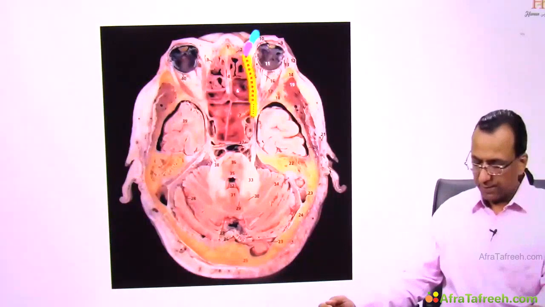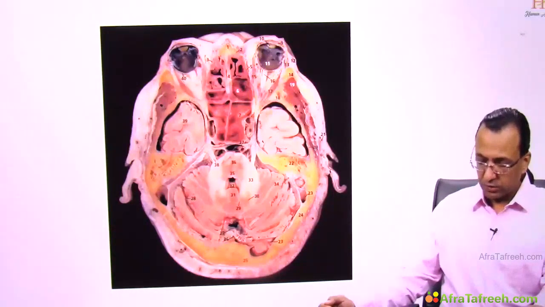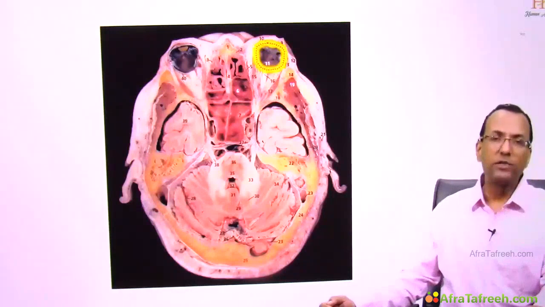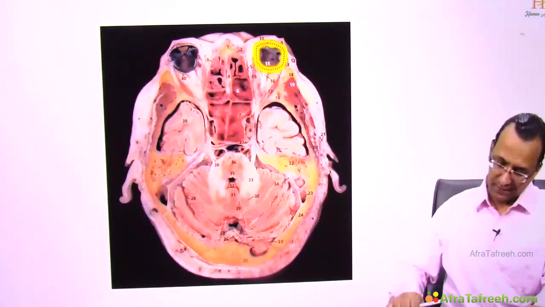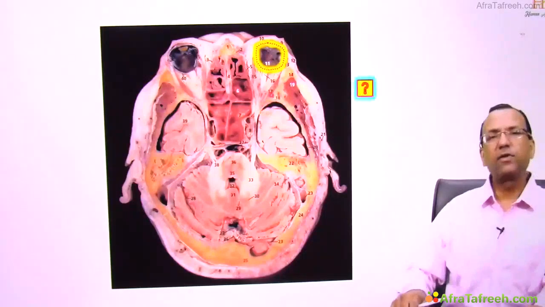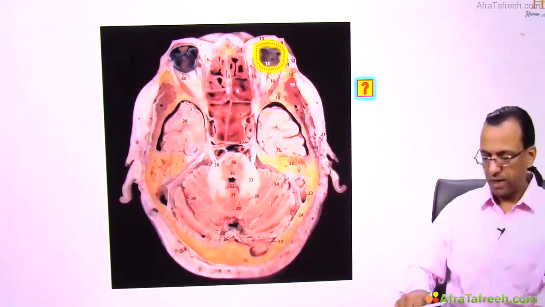Here, you tell me, what is this eyeball which is in the orbit having the lateral wall of the orbit? Lateral wall, yes. I think in the lateral wall, there are two bones. Yeah, tell me the names.